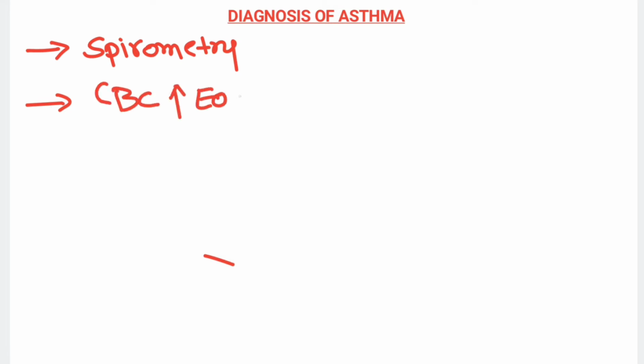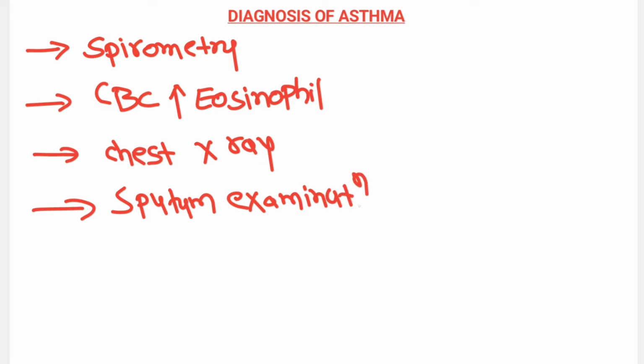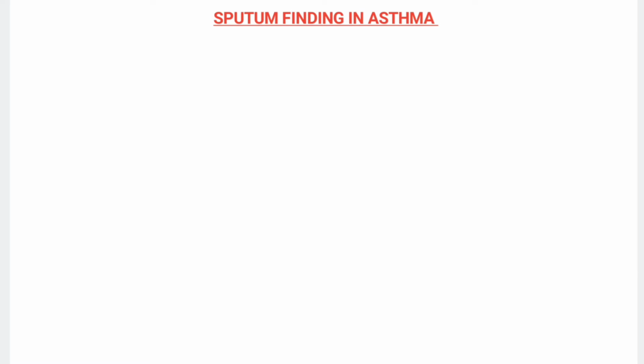All right. Now let's see the diagnosis of asthma. First of all, for confirmation, you can do spirometry, which is a pulmonary function test. If you do the CBC, then eosinophils will be increased. Then chest X-ray can be done. Sputum examination can be helpful sometimes in the diagnosis; some crystals can be seen in that. Clinical history is very important for the diagnosis of asthma. And finally, allergic testing is helpful to diagnose type 1 hypersensitivity reaction.